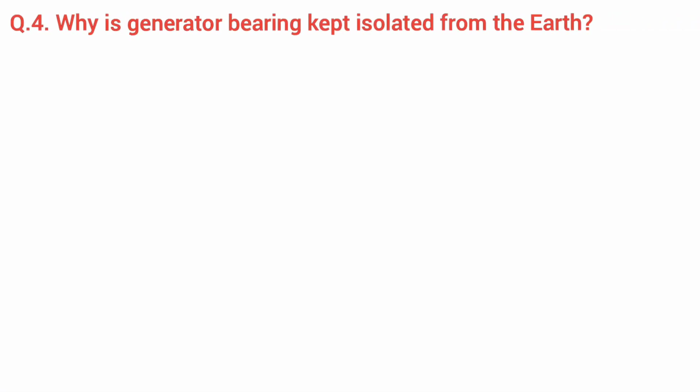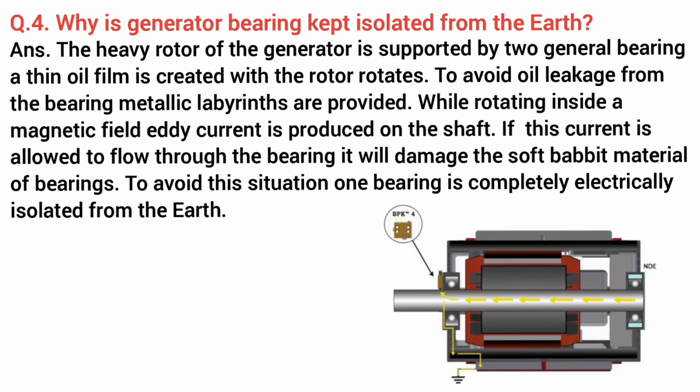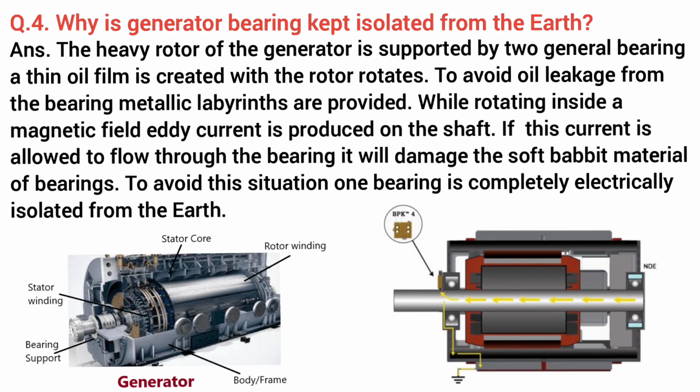Why is generator bearing kept isolated from the earth? The heavy rotor of the generator is supported by two journal bearings. A thin oil film is created when the rotor rotates. To avoid oil leakage from the bearing, metallic labyrinths are provided. While rotating inside a magnetic field, eddy current is produced on the shaft. If this current is allowed to flow through the bearing, it will damage the soft babbitt material of bearings. To avoid this situation, one bearing is completely electrically isolated from the earth.